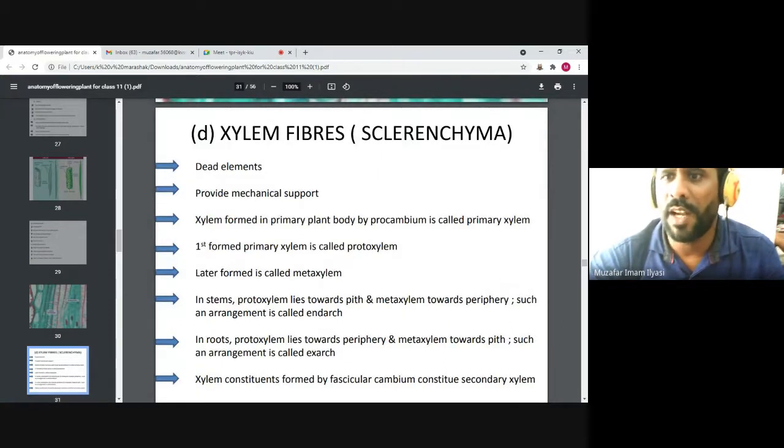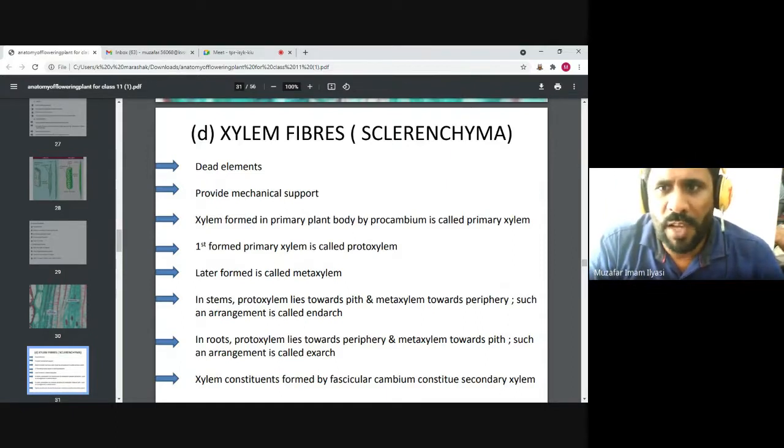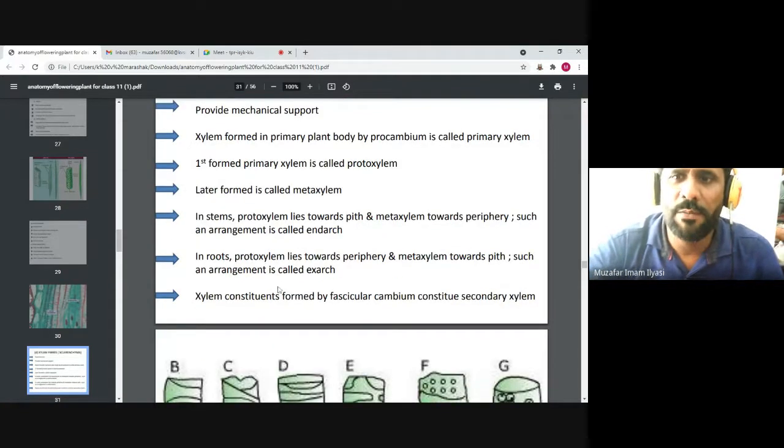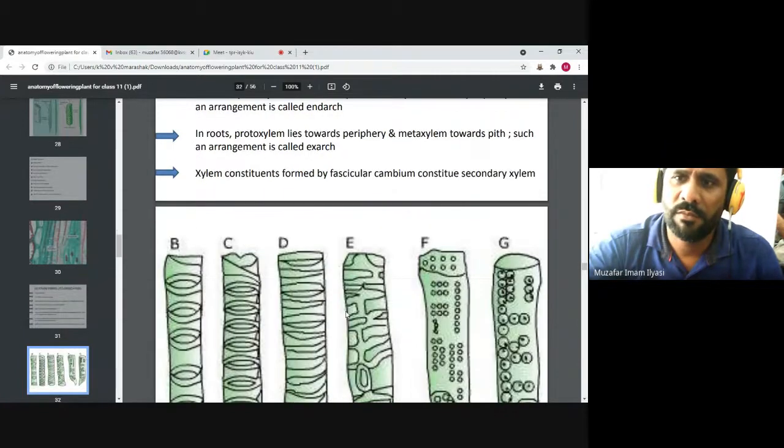Xylem formed in the primary plant body by procambium is called primary xylem. First formed primary xylem is called protoxylem. Later formed is called metaxylem. In stems, protoxylem lies towards the pith and metaxylem towards the periphery. Such an arrangement is called endarch. In roots, protoxylem lies towards the periphery and metaxylem towards the pith. Such an arrangement is called exarch. And another one is xylem formed by fascicular cambium, which constitutes secondary xylem.